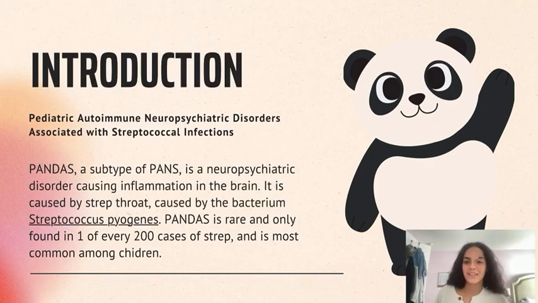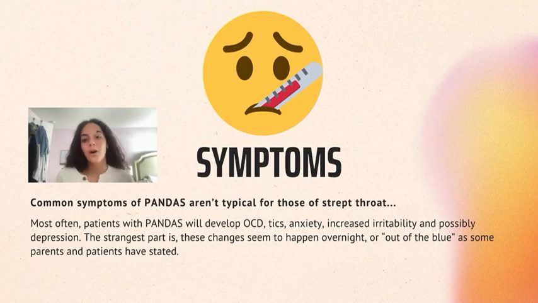So PANDAS, aka Pediatric Autoimmune Neuropsychiatric Disorders Associated with Strep, is a neuropsychiatric disorder causing inflammation in the brain. It's a subtype of PANS, another disease that impacts brain function. PANDAS is rare and only found in about 1 of every 200 cases of strep and is most common among children. So, although when you think strep, some symptoms you think of are fever, chills, and a cough, this disease is a little bit different.